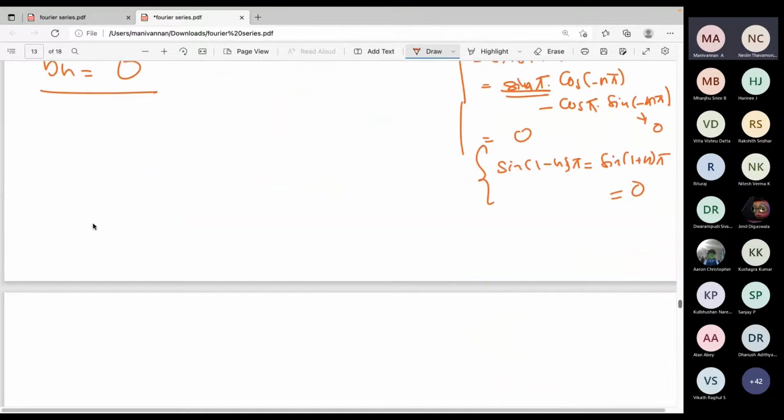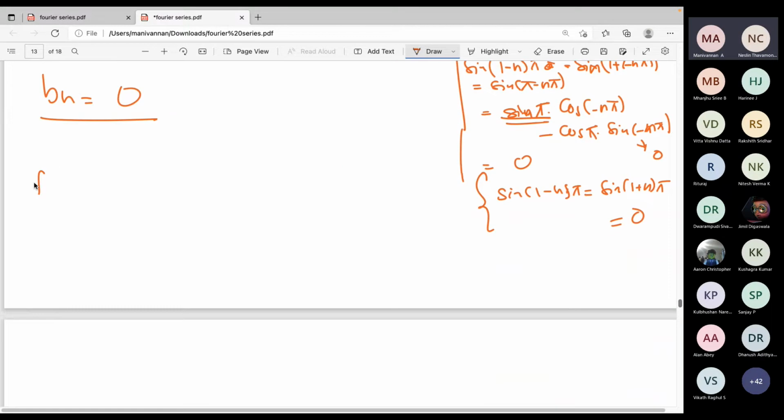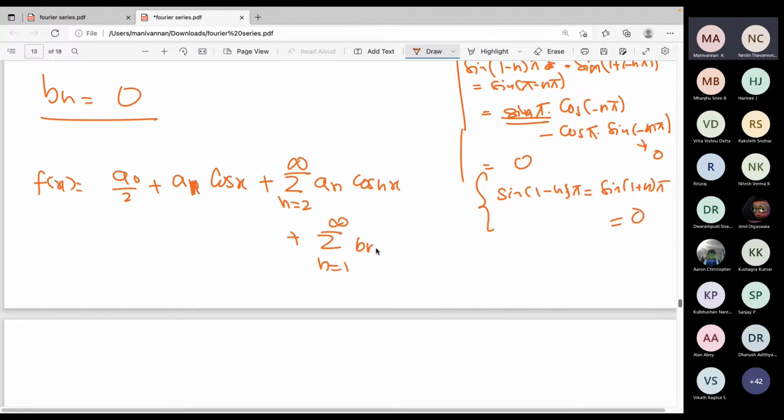So my Fourier series, if I compute this, f of x is a naught by 2 plus a1 cos x, which I have to write separately. Remaining, it is sigma n from 2 onwards of an cos nx, plus sigma n from 1 to infinity of bn sin nx. Do you know why I am writing this separately?